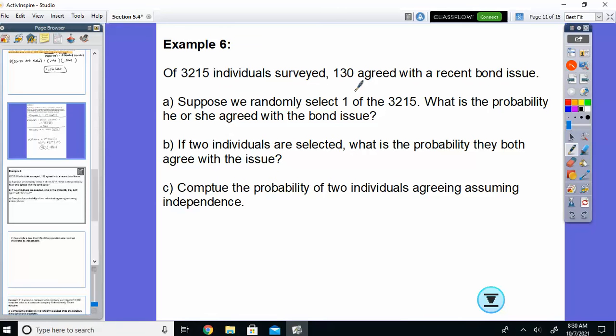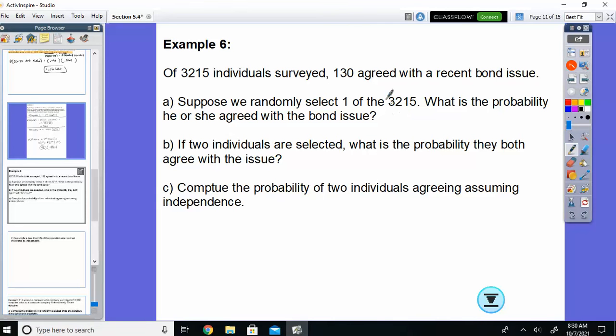Of 3,215 individuals surveyed, 130 agreed to a recent bond issue. Part A. So suppose we randomly take one person. What's the probability he or she agreed?